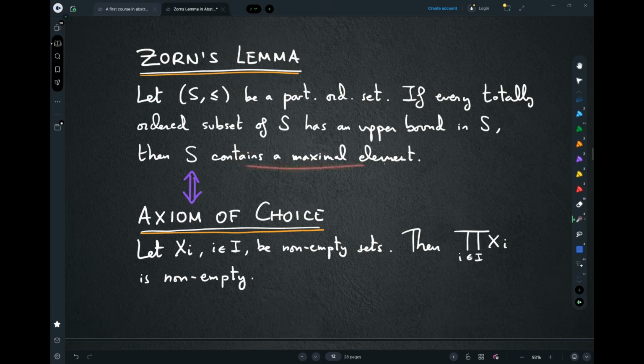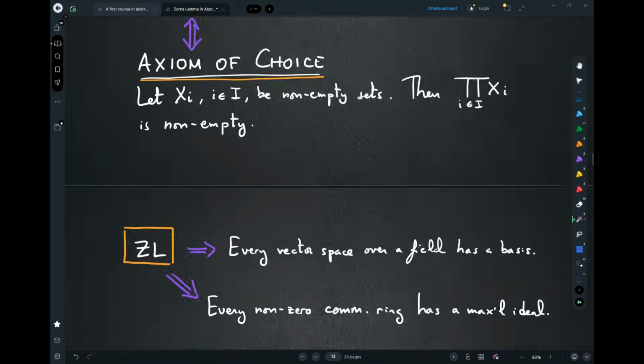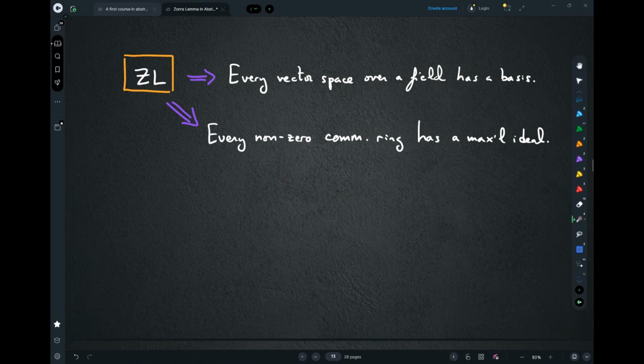But Zorn's lemma is logically equivalent to the axiom of choice, and this one is easier to use to prove the following results in algebra. For example, using Zorn's lemma, we're going to show that every vector space over a field has a basis. And we're going to prove that Zorn's lemma implies that every non-zero commutative ring has a maximal ideal.